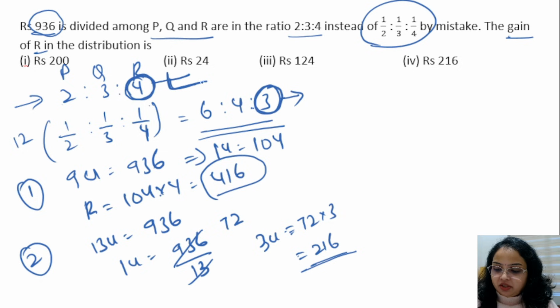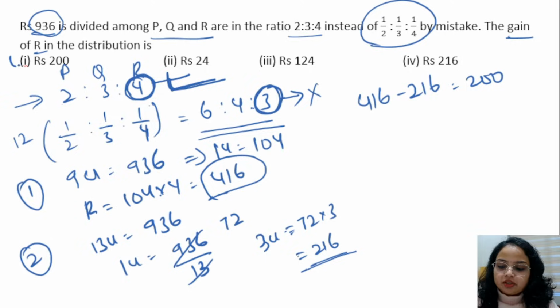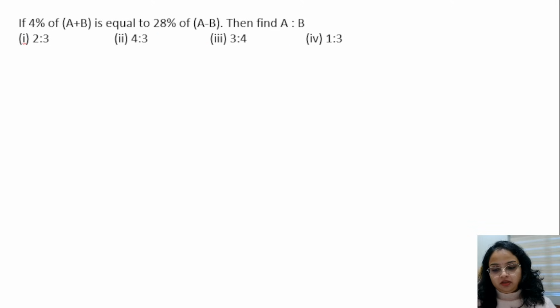See, in the first ratio the amount was distributed. In the second ratio, the amount was not distributed. So in the first ratio, R got how much more? It is 416 minus 216. It is 200 more he got. So, first option.